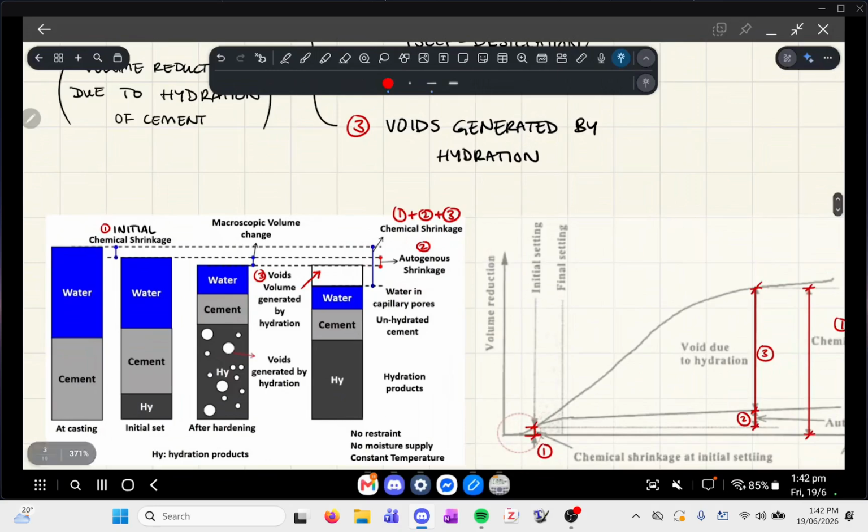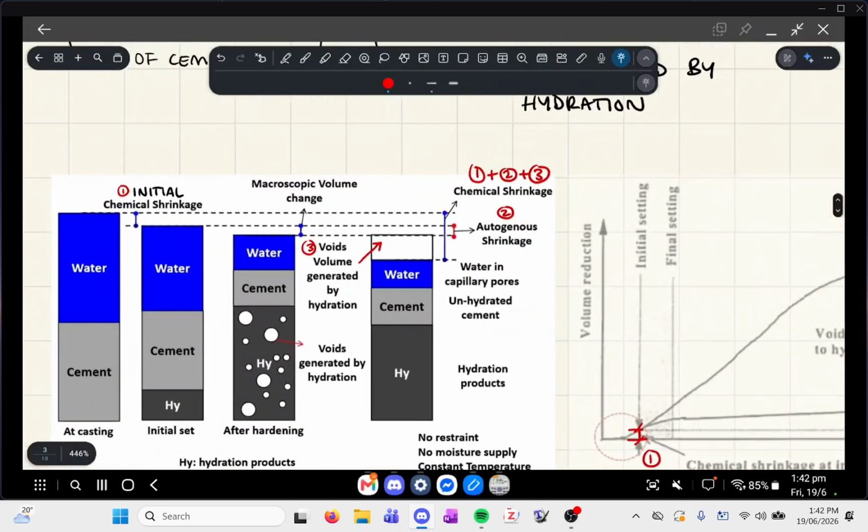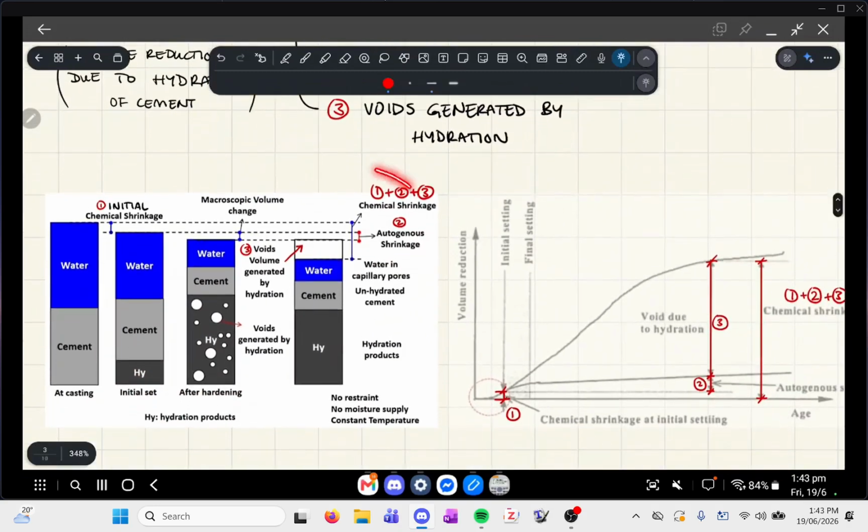Next is the autogenous shrinkage. Sorry, I should have gone the other way around, but this is actually what happens between the initial set and then hardening. As a matter of fact, it was this which goes to the hardening stage, and then this was the internal drying that happens. So these are 3 separate things, and when you add them all together, part 1 plus part 2 plus part 3, that is the definition of your chemical shrinkage.